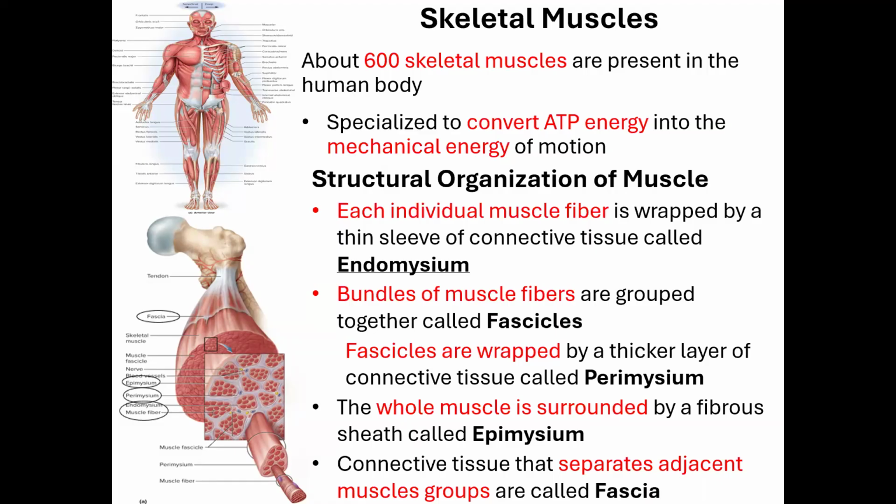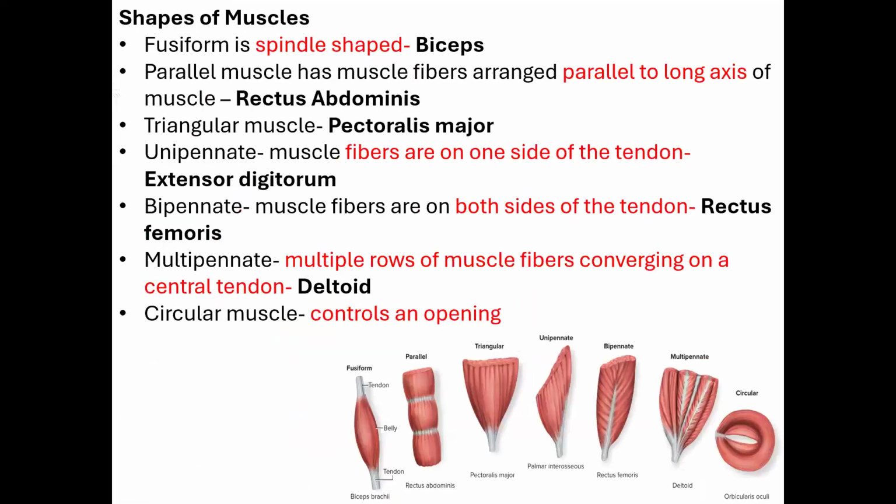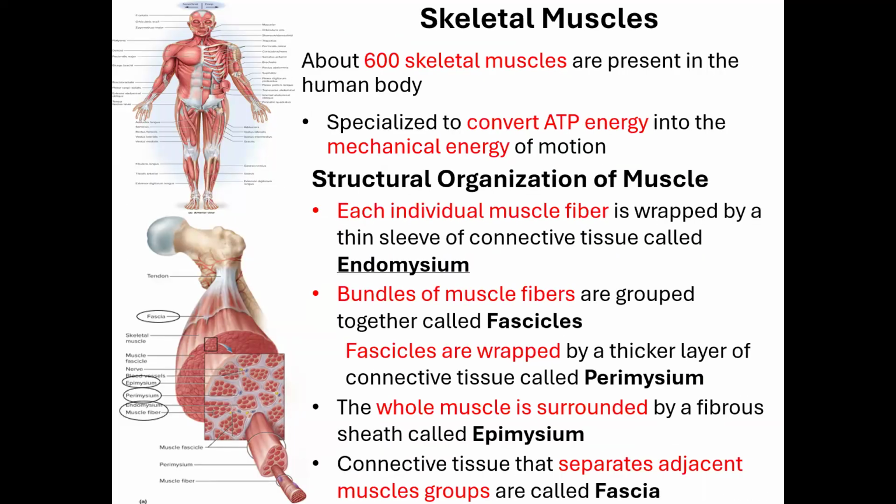Okay, so I told you that muscles are specialized to convert ATP into mechanical energy, into movement. So now we're going to look at the structure. How is a muscle organized? When you think about a muscle, let's look at the smallest part of the muscle, which is called a muscle fiber.